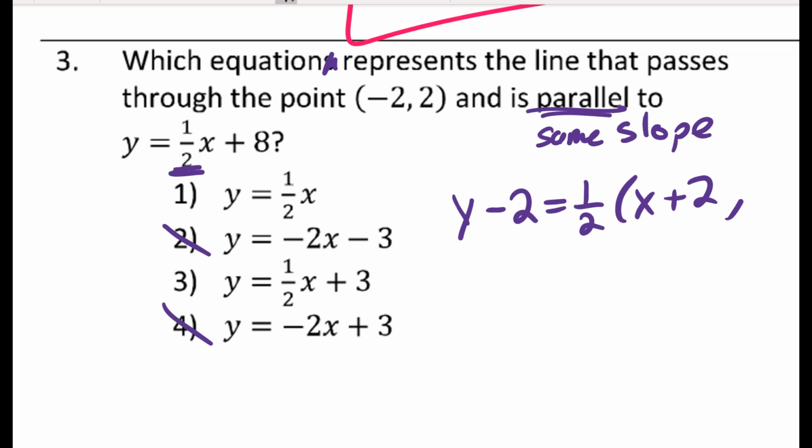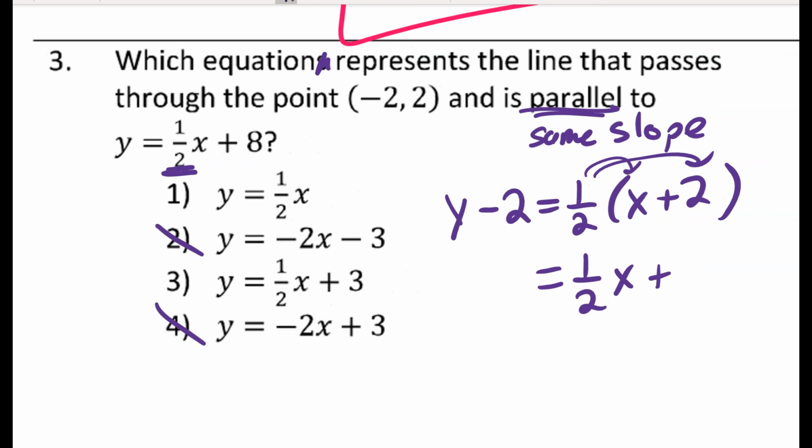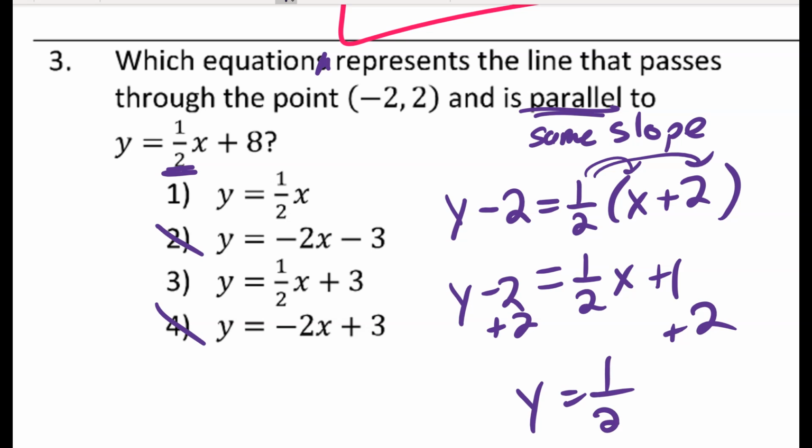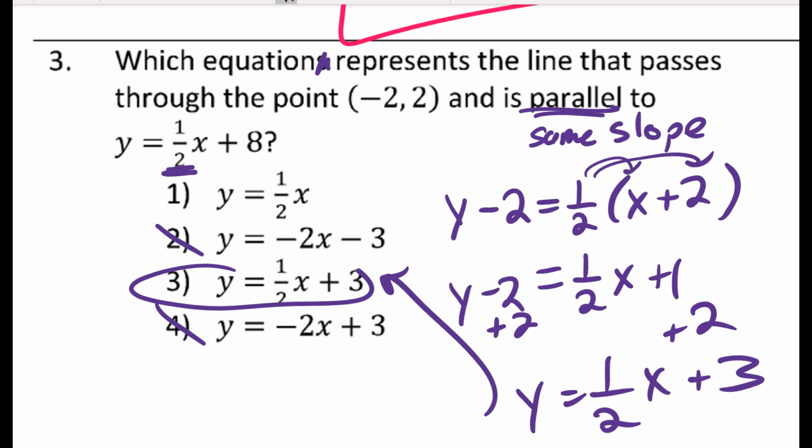Something like this. So what I'm going to do is rearrange this equation so it says y equals. I'm going to distribute that 1/2 to get 1/2 x. 1/2 times 2 is just 1. And I'm going to add 2 to both sides so that I have isolated y to get 1/2 x plus 3, which I note is the exact same as answer choice 3.